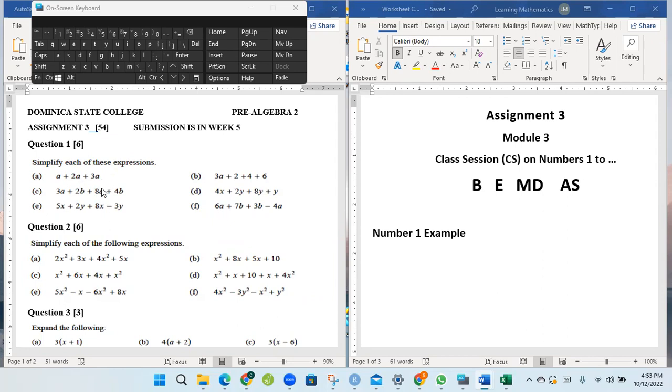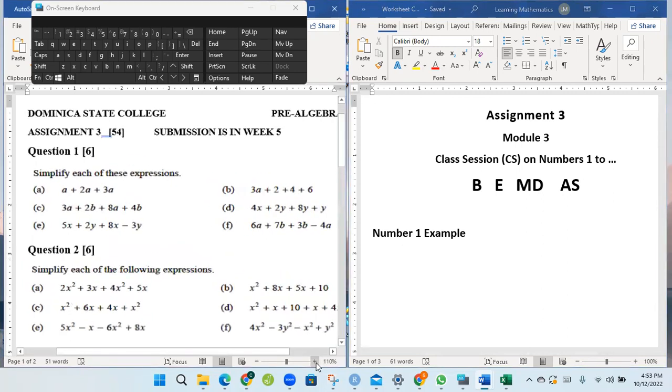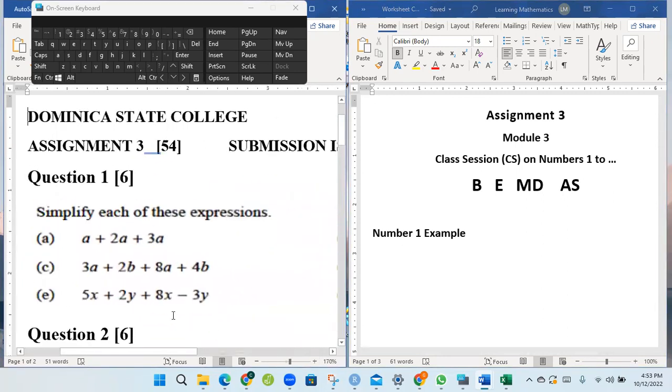This can be simplified. Now, the letters in an algebraic expression can mean anything. So if we want to put this in words, this could mean an apple plus 2 apples plus 3 apples. Okay? Or it could mean an orange, 2 oranges, and 3 oranges.